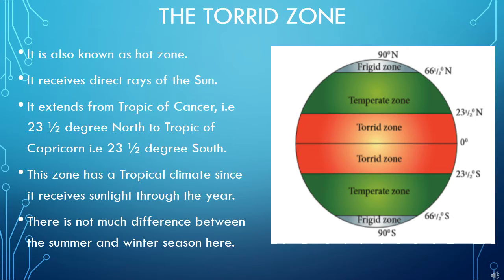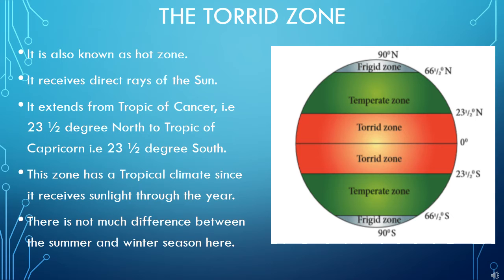There is not much difference between the summer and winter season here. But as we move away from the equator, the season becomes different. See children, you can see on the slide the picture of earth is given and the red part is the torrid zone, means the color depicts heat.